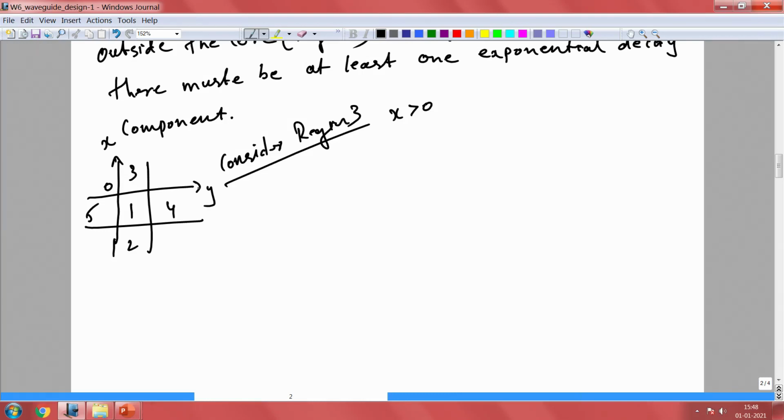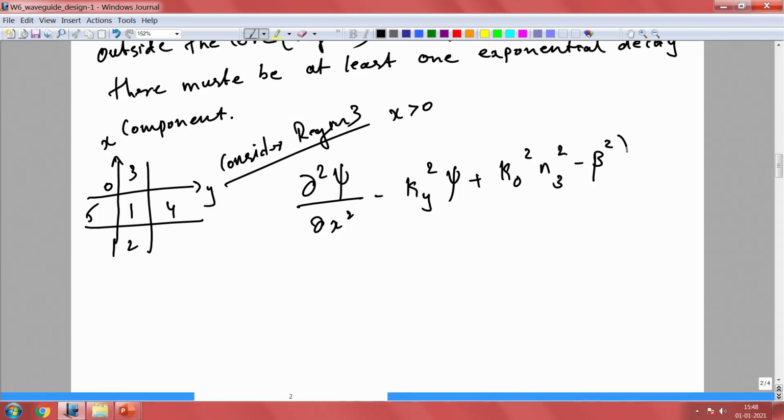So, we can right away write the wave equation. So, dou squared chi divided by dou x squared minus k y squared chi plus k naught squared n 3 squared minus beta squared chi is equal to 0. So, this is the wave equation in region 3, alright. So, this is what you have.